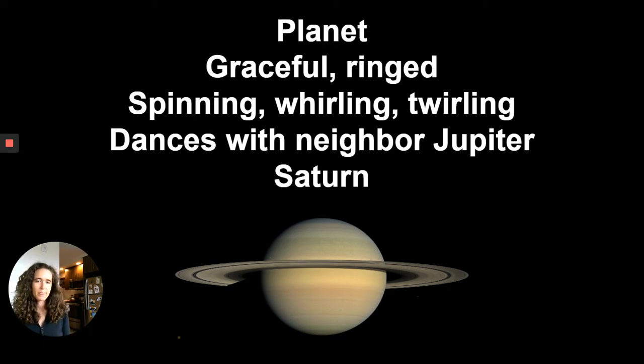All right, ready? Planet, graceful, ringed, spinning, whirling, twirling. Dances with neighbor Jupiter, Saturn. Now, again, I want you to stop and think about, what do you notice about this poem? Do you see any patterns? Do you see anything interesting going on with the line breaks?